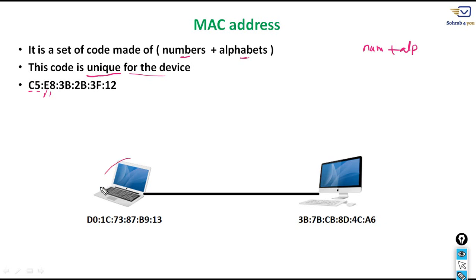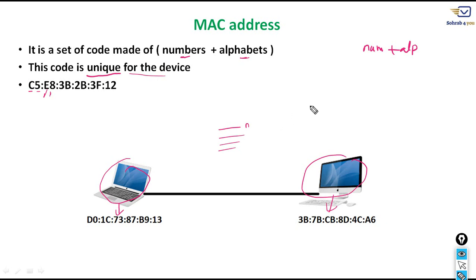So you can see this computer has a unique MAC address, and this computer also has a unique MAC address. All the networking devices, suppose a router, switch, firewall, everything, have a separate unique MAC address. You cannot find two devices that have the same MAC address.